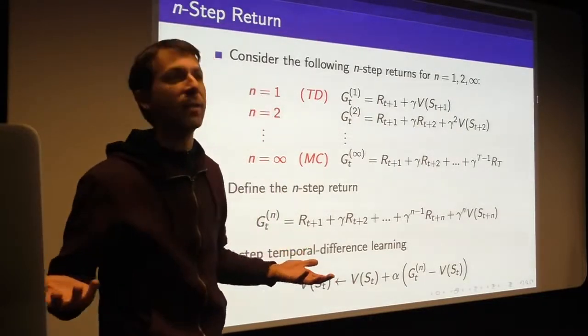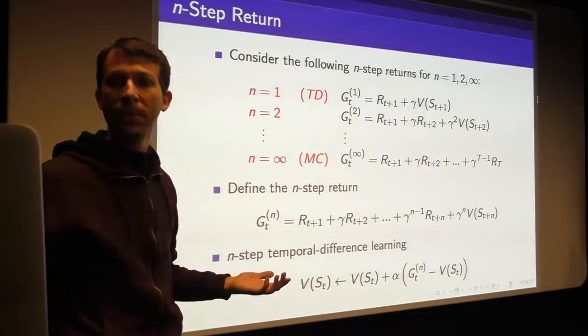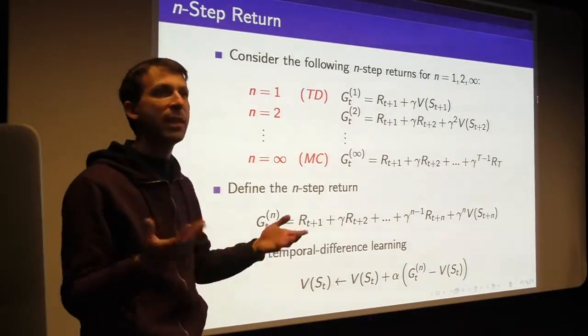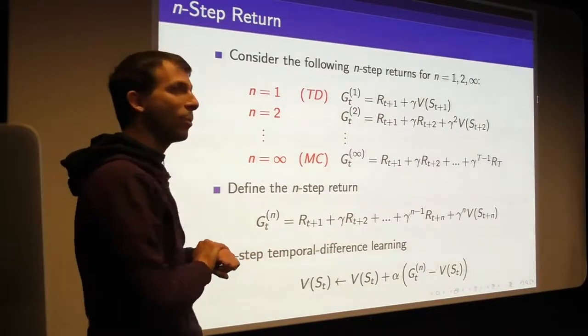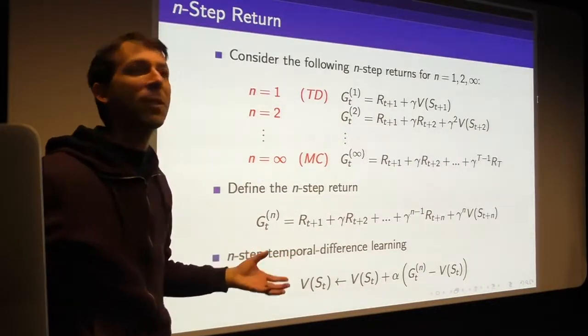So which n is the best? That's the natural question. Should we be using n equals 0, which was TD(0)? Should we be using n equals infinity? Should we be using n equals 17? What's the right thing to do?